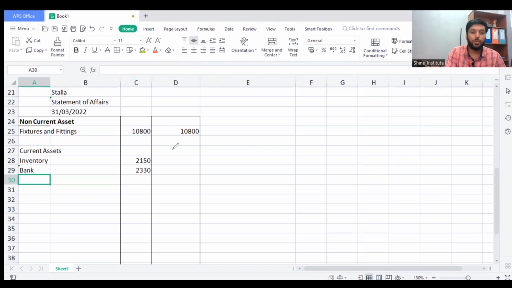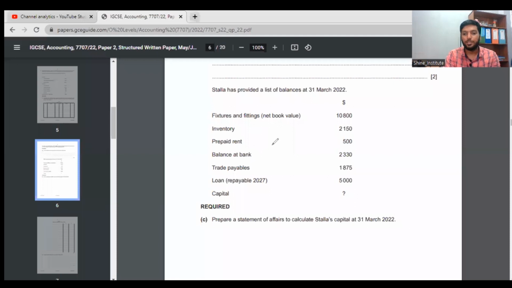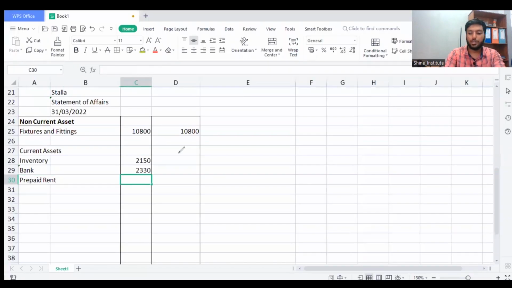I'm sorry. So moving on to the point. So inventory and bank are done. So I'm going to take the next item, which is prepaid rent. So prepaid rent is going to be 500. I can also take prepaid rent or I can take it as other receivable. Anything is fine. Prepaid rent is 500. Now I can get the total here. It's going to be 4,980. So I'll write 4,980. And then 10,800 plus 4,980 is going to be a total of 15,780 for the assets.